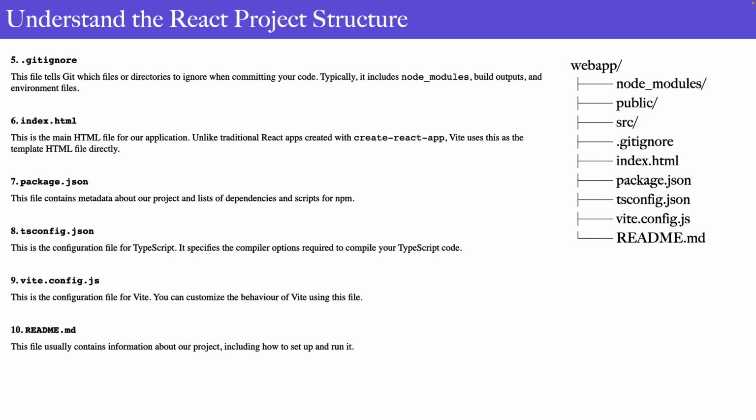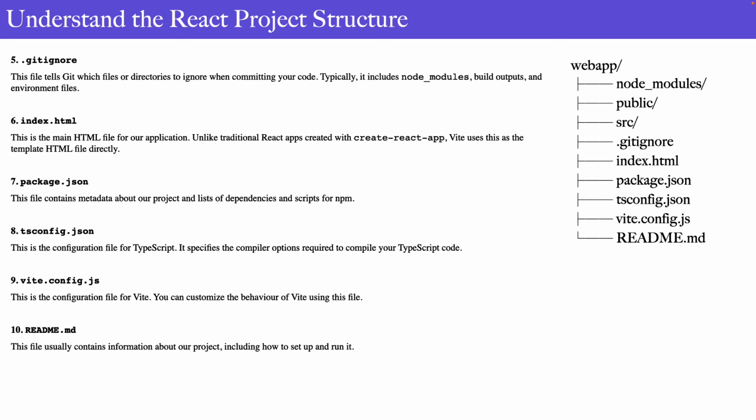This is the main HTML file for our application. Unlike any other traditional React apps created using Create React App, Vite also uses this as the template HTML file directly. And this is the only HTML file that will be available in our React application. This contains a div with an ID, and inside this div, we are going to render the app component, and the app component will render all other components, and that contains the HTML content.